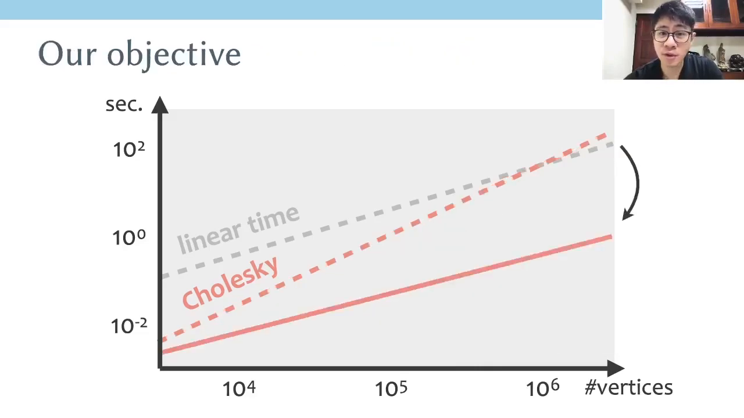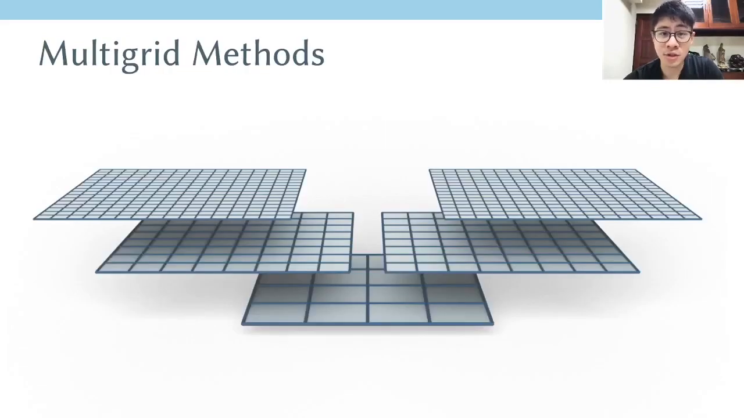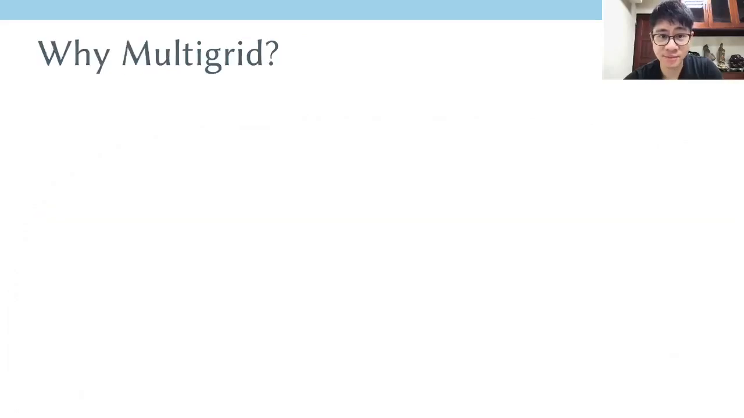So the goal of this work is to develop a more scalable linear solver to bring down this line. And our solution is to use the multigrid methods. But before introducing our solution, you may wonder why we consider multigrid solvers instead of other linear solvers.